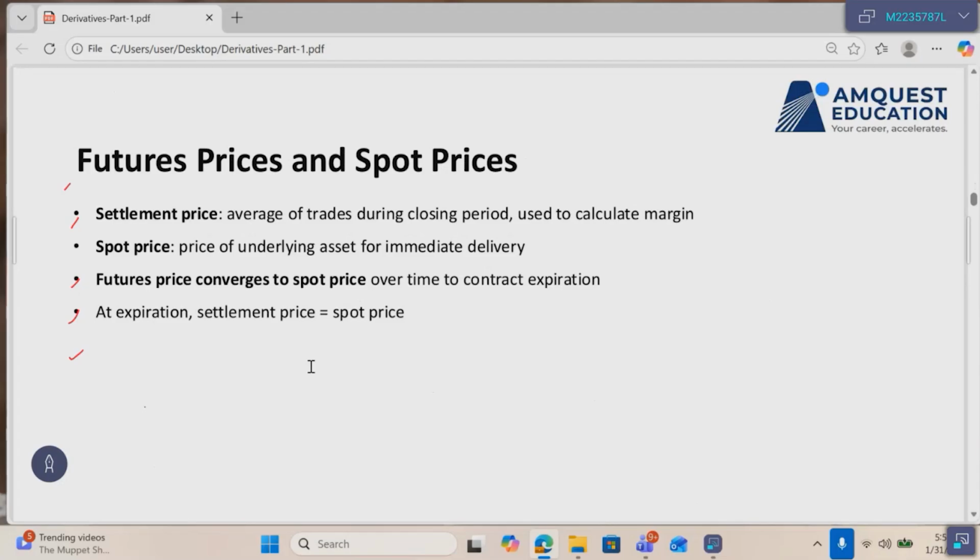Okay. Future prices and spot price, this is exactly similar to the earlier module. Like the future price equals spot price, but if it's including interest rate, it will work out. Okay, spot price is always a reflection of the spot market price and where it might be in the future, right? Now the futures price will always converge to spot price. It will converge because the price difference is also smaller. Okay, and at expiration, the settlement price equals spot price.